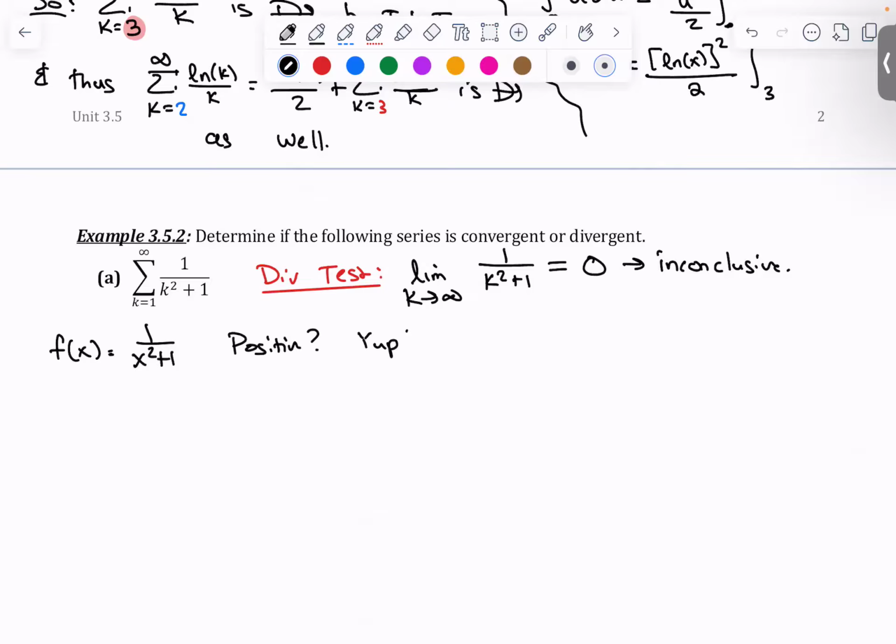Yup. Right? K squared is always positive, or x squared is always positive. Adding 1 to it makes it more positive. Its numerator is positive, so it's always positive. Cool? Continuous. Yup. It's a continuous function everywhere, in fact.